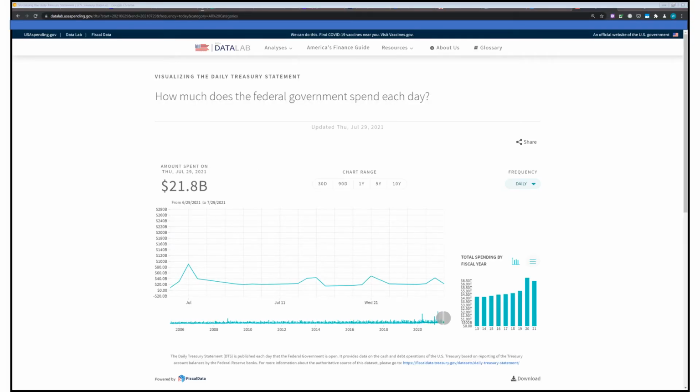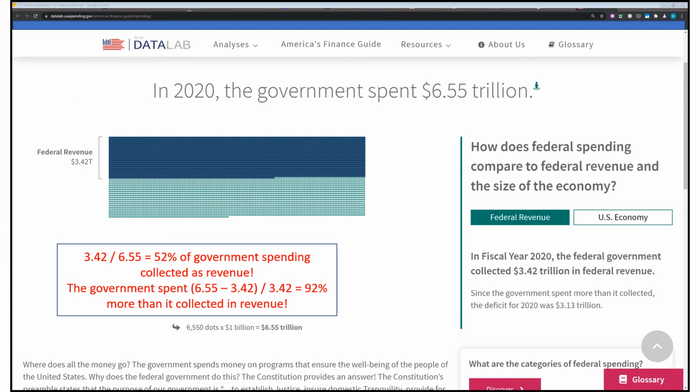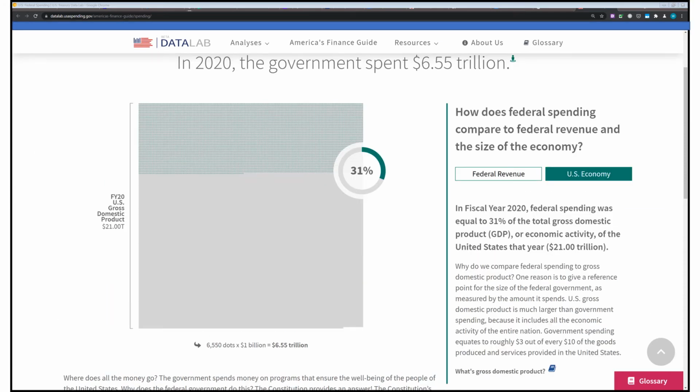You probably already know this, but the government spends a lot of money. COVID-19 has increased this spending, but even before COVID-19, the government still spent a lot of money and will continue to do so. In 2020, the federal government spent $6.55 trillion, almost 92% more than the $3.42 trillion it collected in revenue. Total government spending equaled almost one-third of the total gross domestic product of the United States.